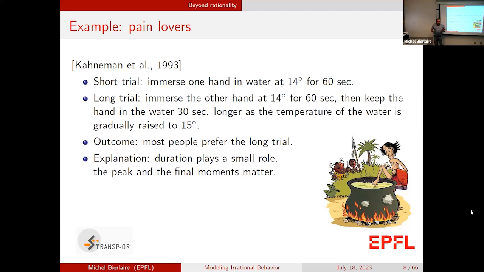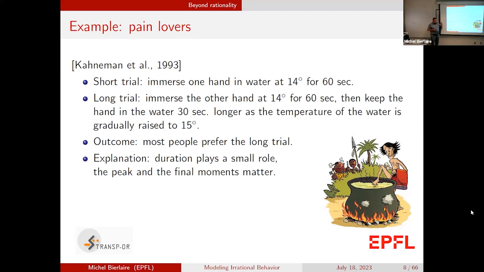And then they are asked, okay, which one of the trials did you like the most or dislike the most? And interestingly, most people prefer the long trial. If you look at it from the pure utility point of view, in both cases, you have to keep your hands in 14 degrees for 1 minute. But here it's worse because you have to keep it longer. So if you take the utility perspective, the short trial should be more appealing.